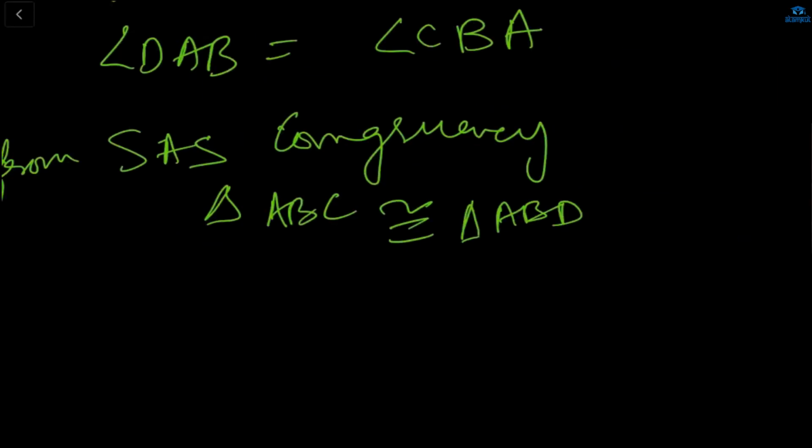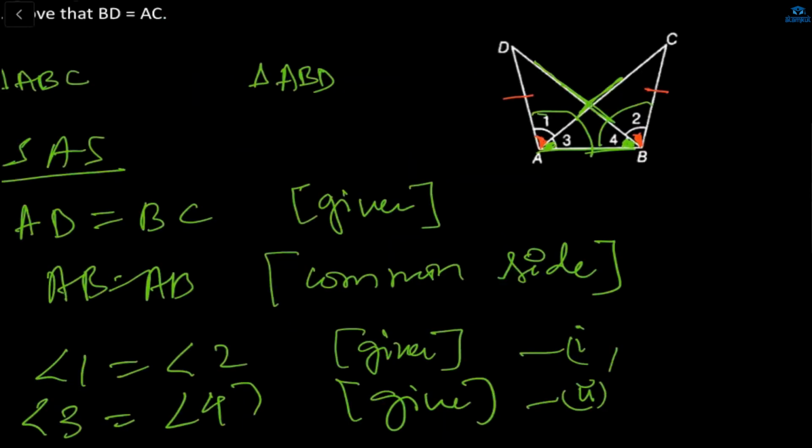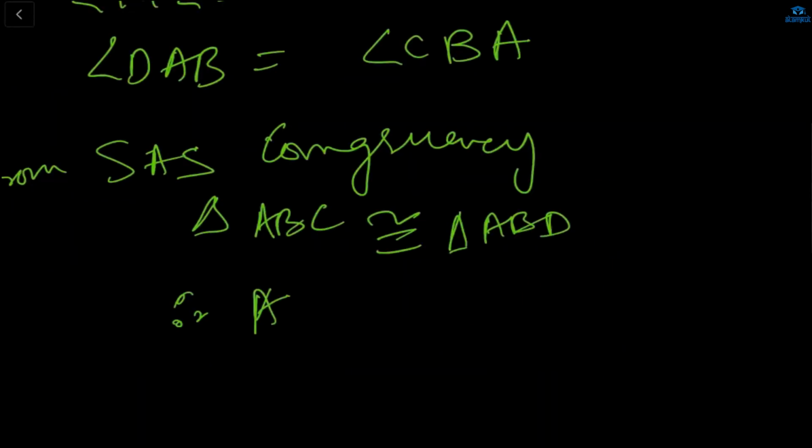Therefore, which two sides are equal? BD is equal to AC. Now, how can we say that BD is equal to AC? What condition am I going to write here? The one which I said, you have to write in the exam. The exact rule.